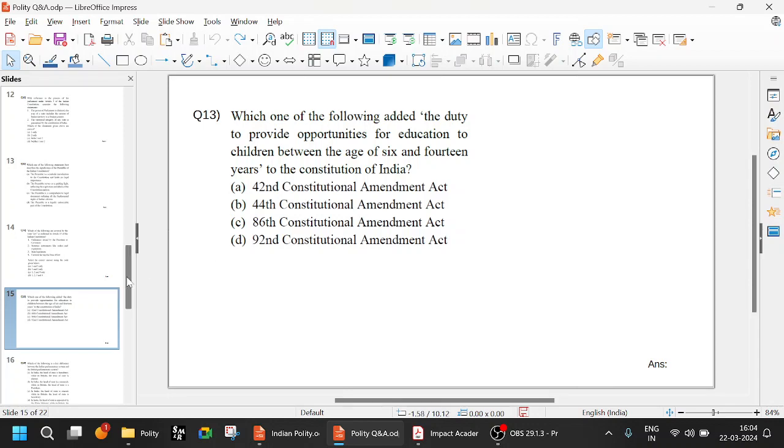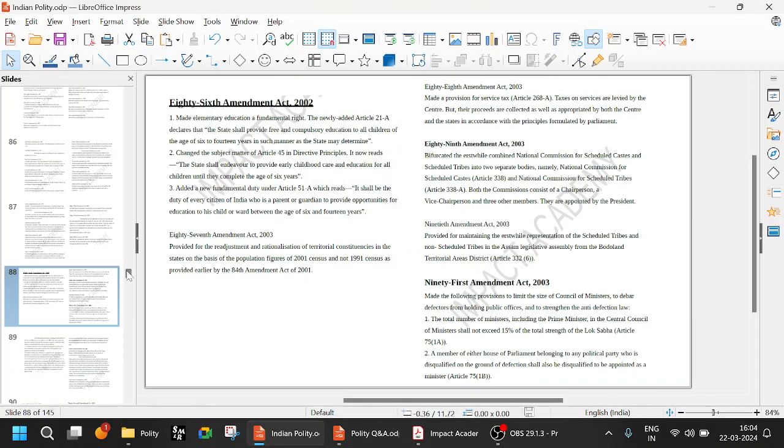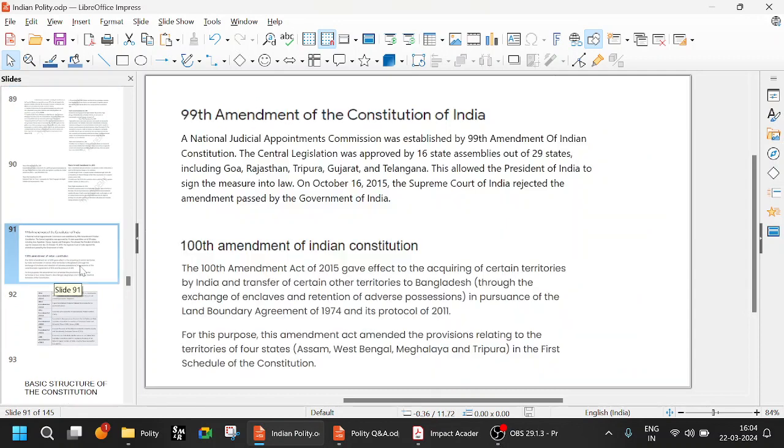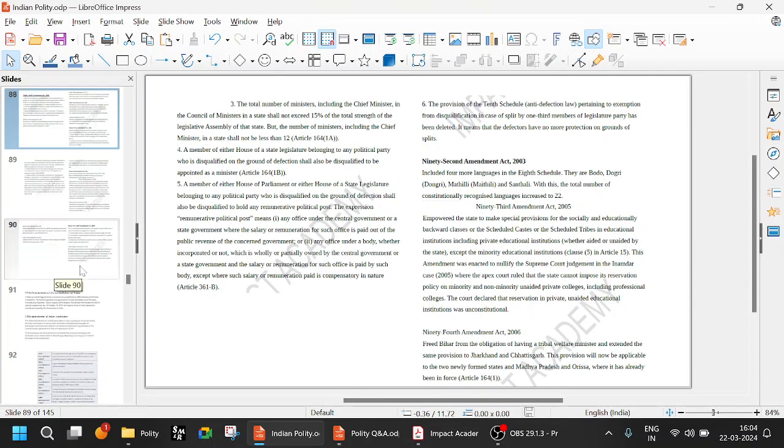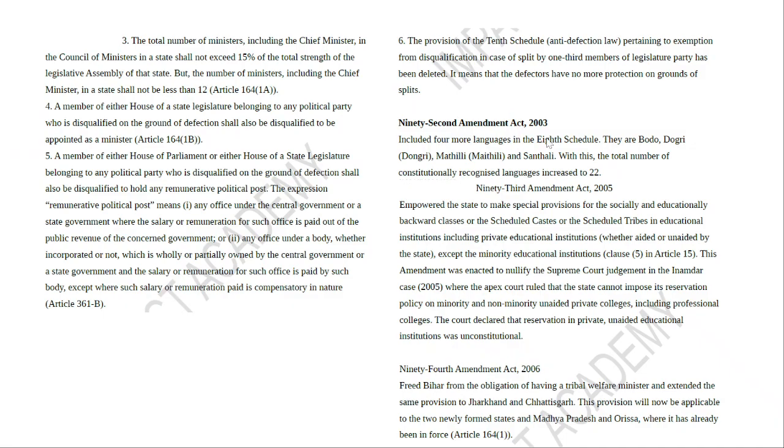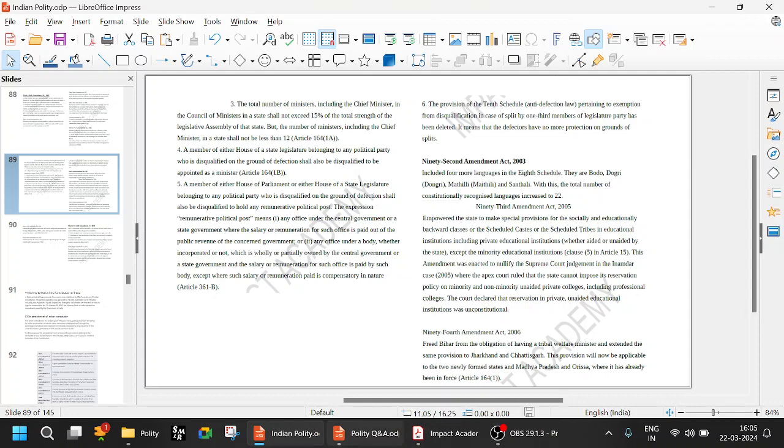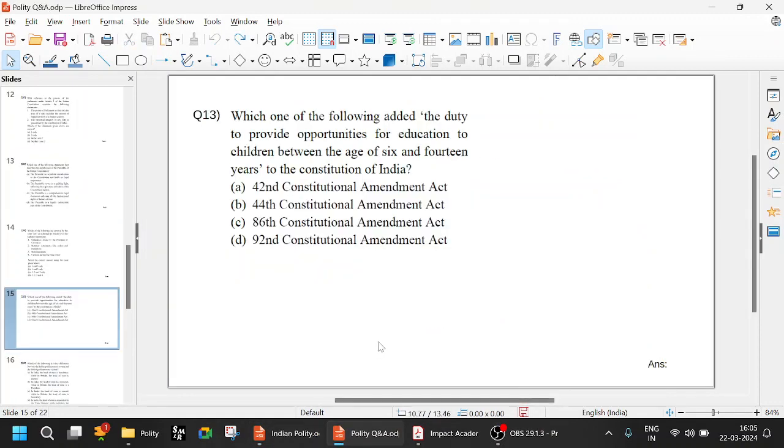So 92nd, just quickly look at what is 92nd, because it is there in one of the options. Let us also see what is 92nd. The 92nd Amendment Act included four more languages in the 8th Schedule: Bodo, Dogri, Maithili, and Santali. With this, the total number of languages became 22. Initially they were 16 and then they became 22. So the 92nd Amendment Act is regarding languages in the 8th Schedule and it added Bodo, Dogri, Maithili and Santali. Just keep it in mind. And it is in 2003, the 92nd Amendment Act. It is also an important act, but if you can remember, remember, otherwise it's fine.